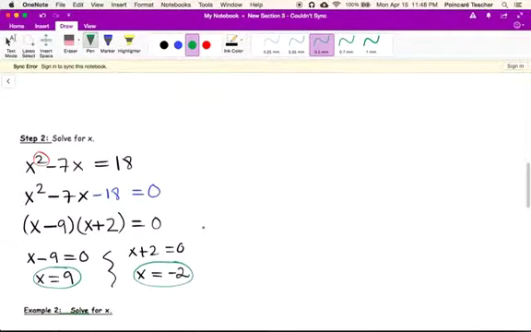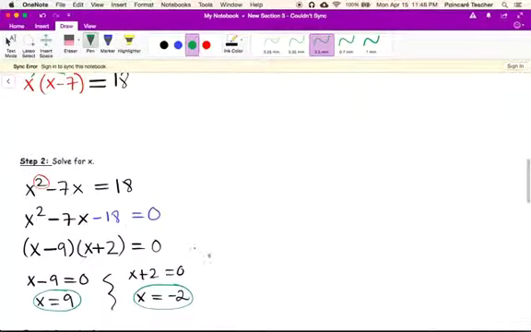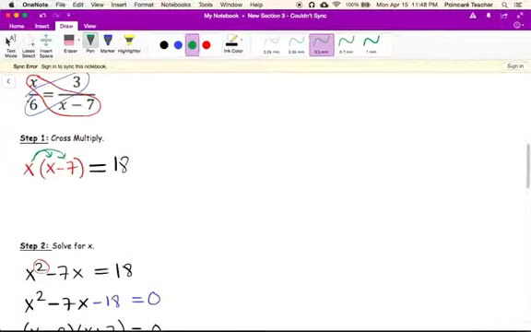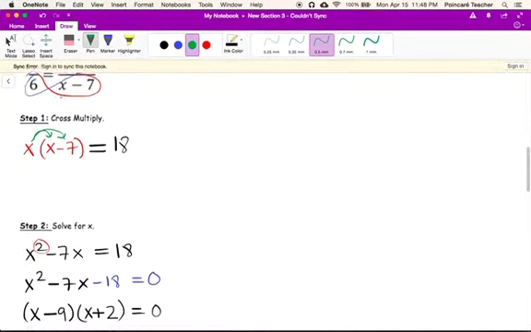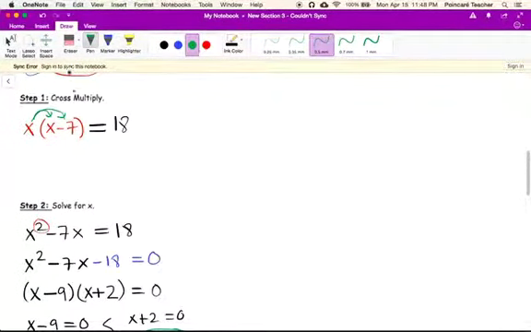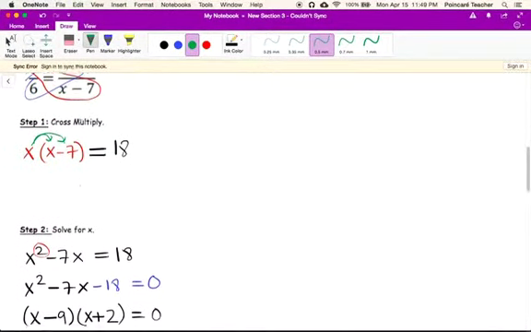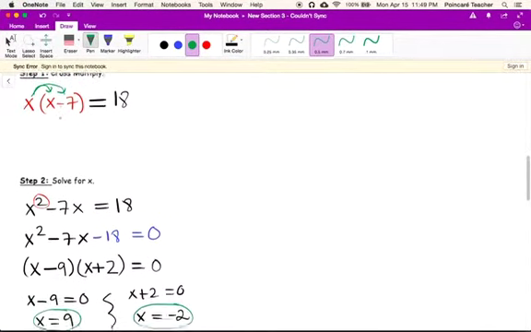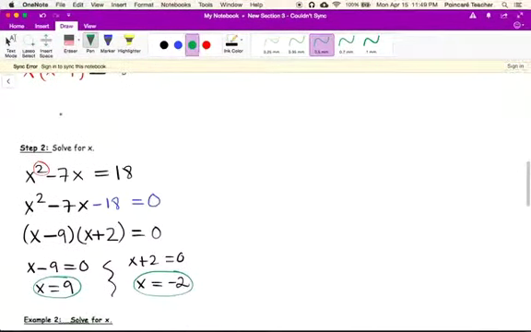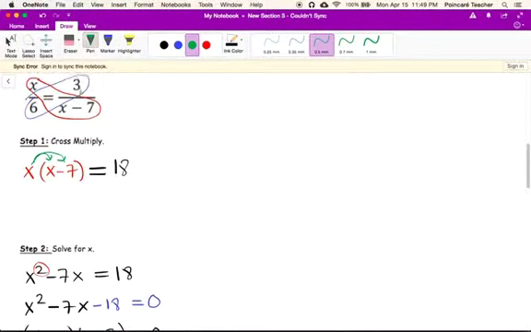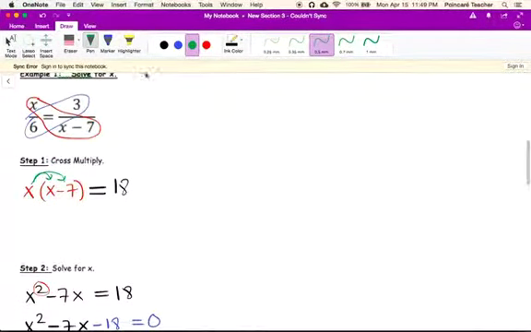Before I round it out and write the final answer, I want to make sure that these two numbers don't make the denominator here 0. If I plug in 9, 9 minus 7, that's 2, that's not 0. Negative 2 minus 7, that's negative 9, that's not 0. So these two solutions are the answers to this rational equation.